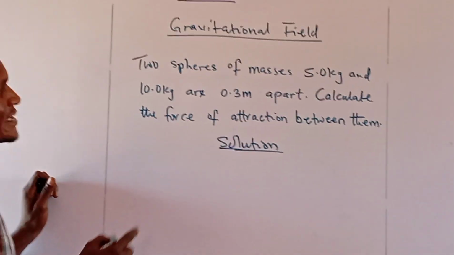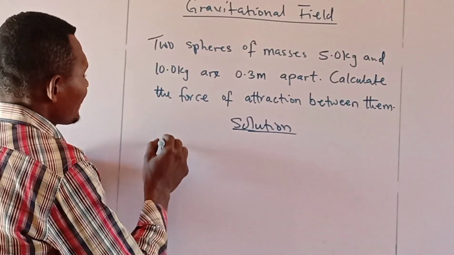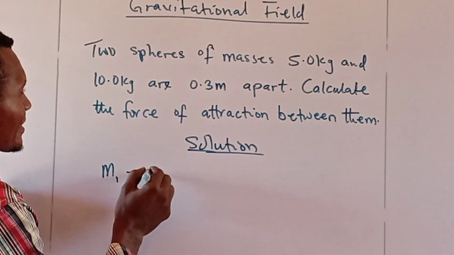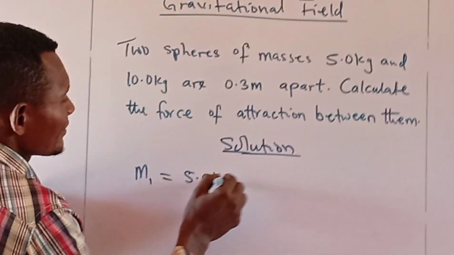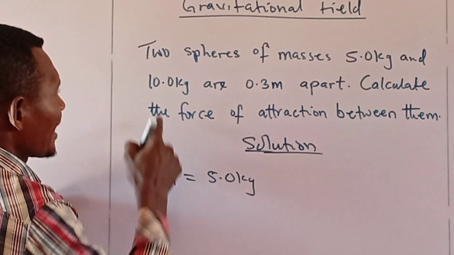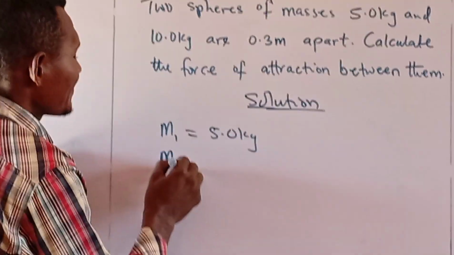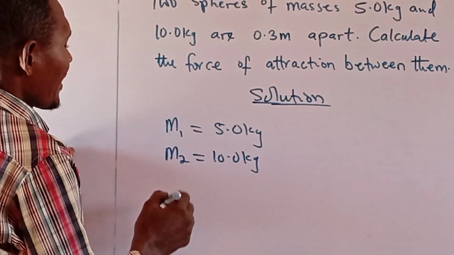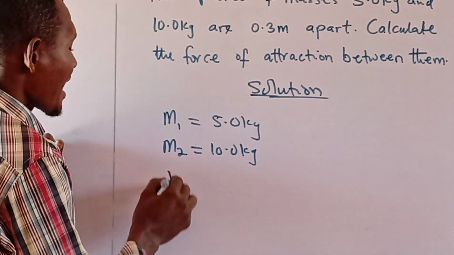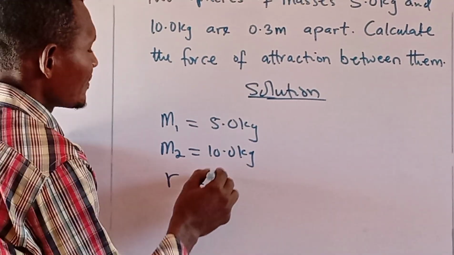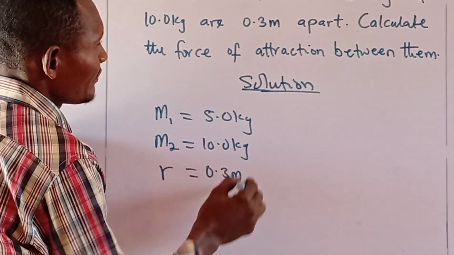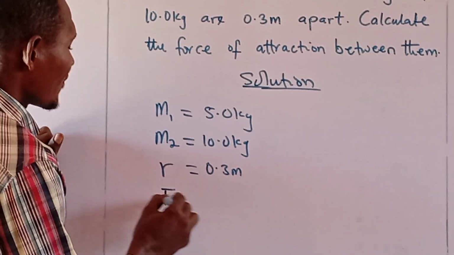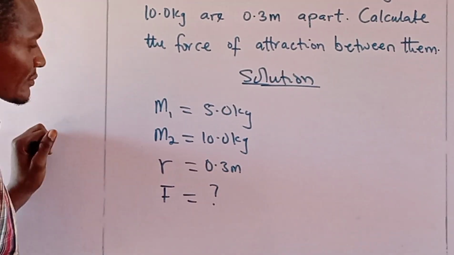let's bring out the parameters in this question. We have the two spheres of masses. So the sphere M1 is equal to 5.0 kg, and another mass which is M2 is equal to 10.0 kg. And the distance, let's say the distance R between them is equal to 0.3 meters apart. And the question is demanding for the force F between them.